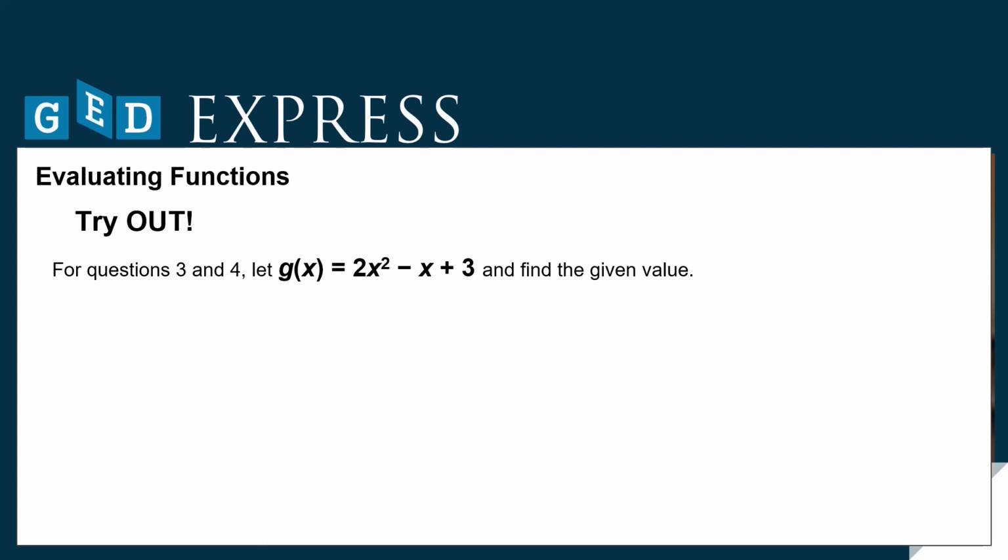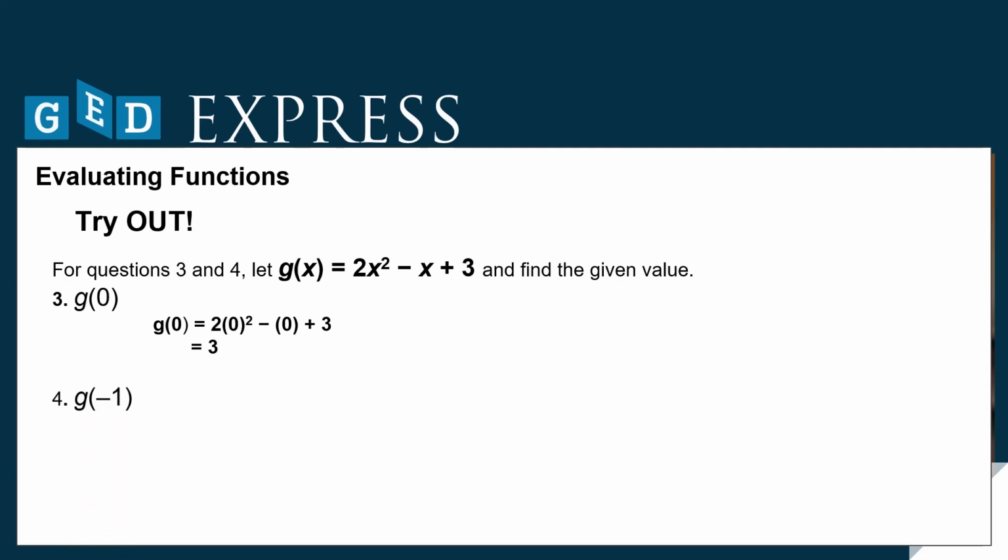Okay, question number 3 and 4, we will be looking at the given function. The function name is g, and we can write the whole function as g of x is equal to 2x to the power of 2 minus x plus 3, and find the given value. For number 3, the value of the input is 0, or the value of x is 0. Now again, let's just substitute x by 0. So we have 2 times 0 to the power of 2 minus 0 plus 3. Now the answer is 3.